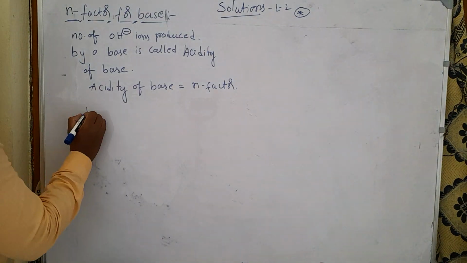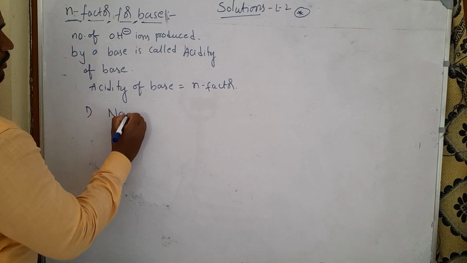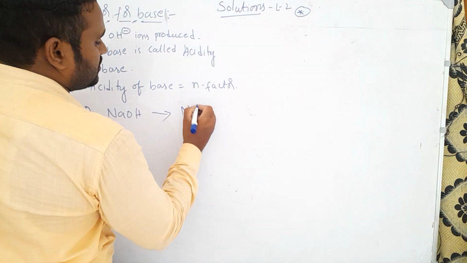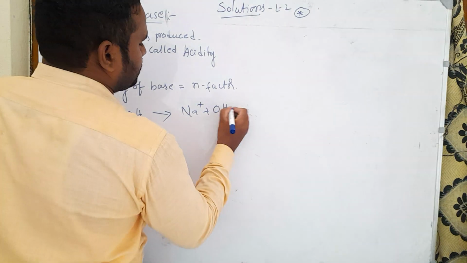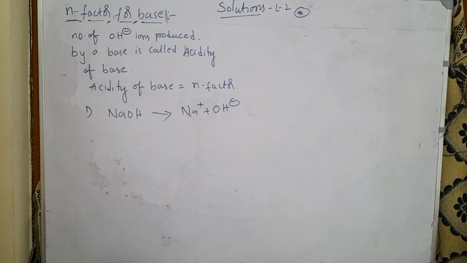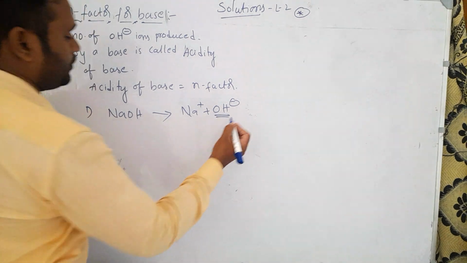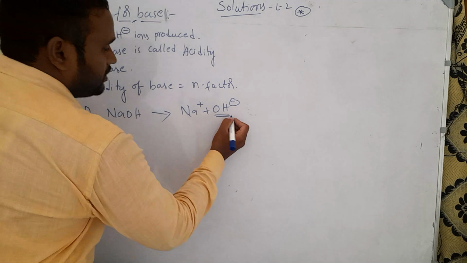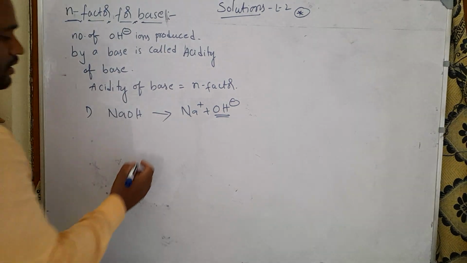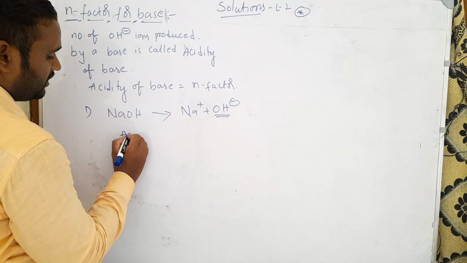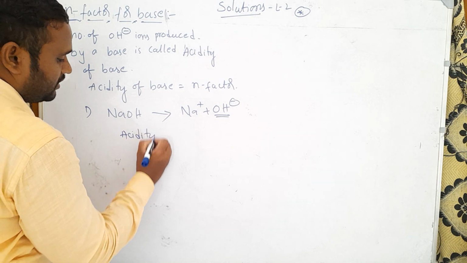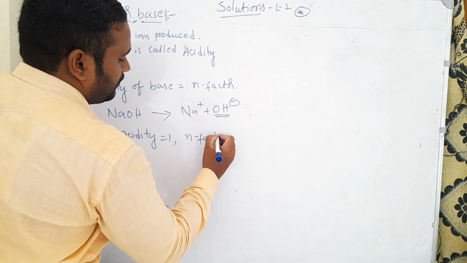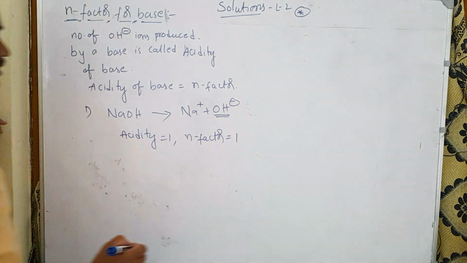For example, let us take NaOH, sodium hydroxide. It is a base, and it is going to produce Na plus and OH minus ions. How many OH minus ions are produced by this sodium hydroxide? Only one OH minus ion is produced. So hence its acidity is equal to 1 and N factor is equal to 1.